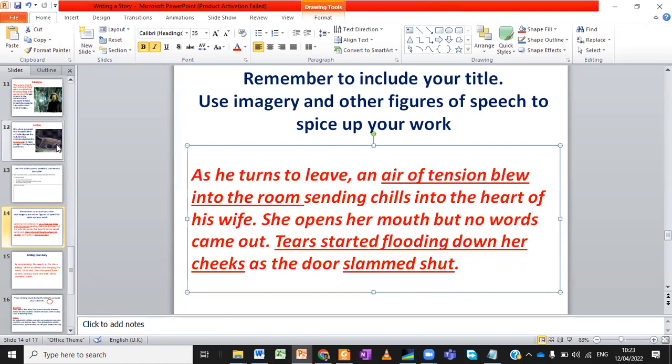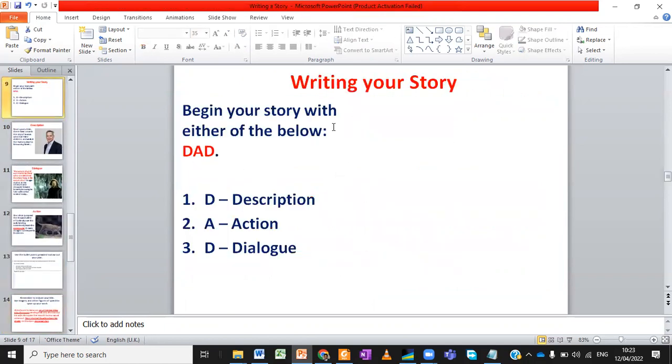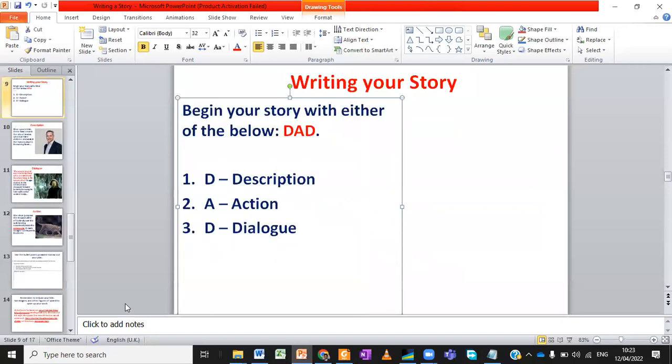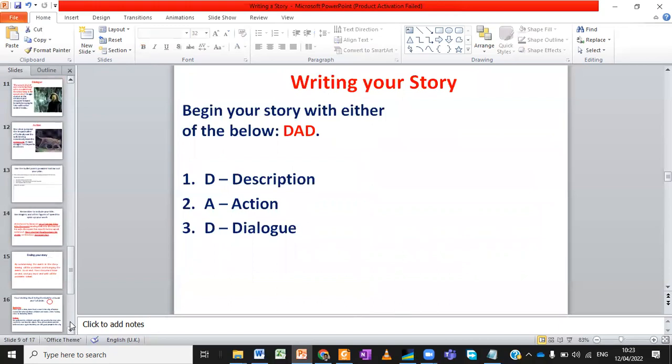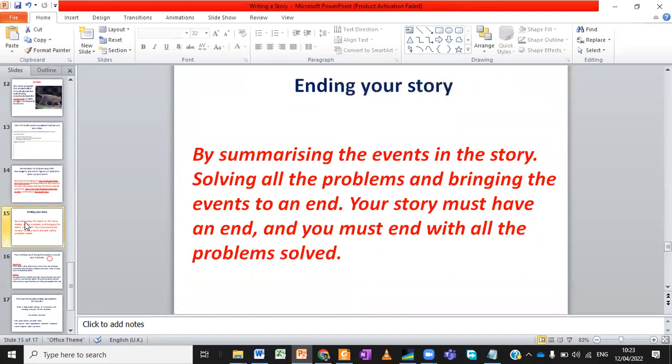Now, you notice that most people have problems on how to begin their story. Also, people have challenges on how to end their story. How do you end your story? Summarize the events in the story. How do you do that? Just solve all the problems and bring the story to an end.